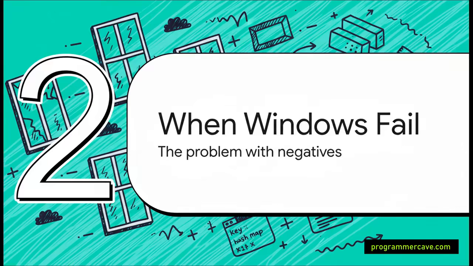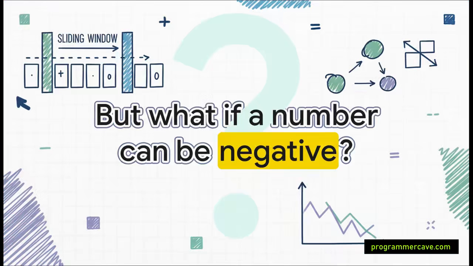Now this all sounds pretty perfect, doesn't it? But what happens when we decide to throw a wrench in the works? What happens when things get a little negative? You see, as soon as we allow negative numbers into our array, that simple, beautiful logic of the sliding window just completely breaks down. That guarantee we had, that expanding the window always increases the sum, is gone.